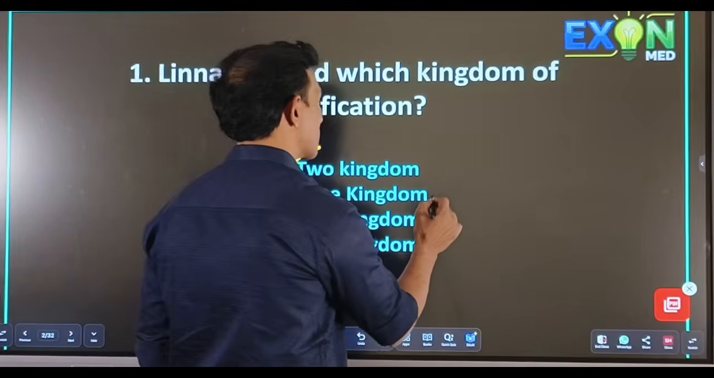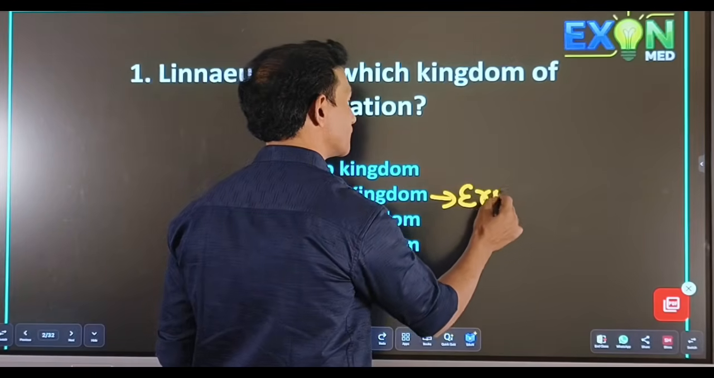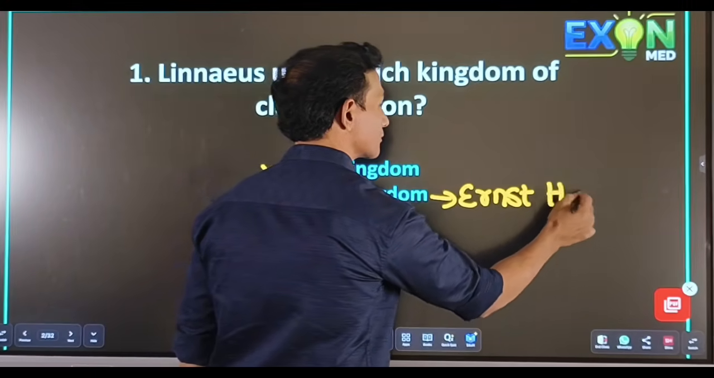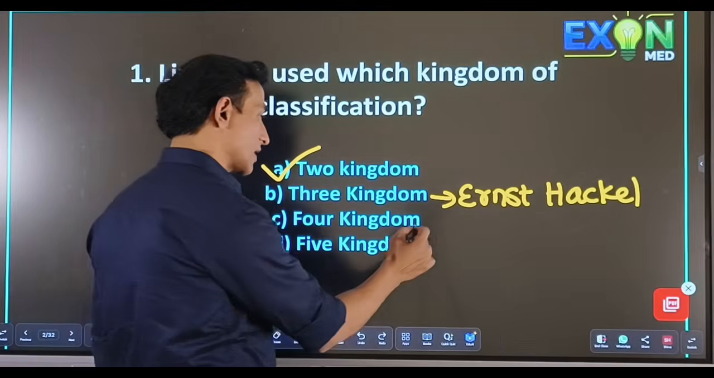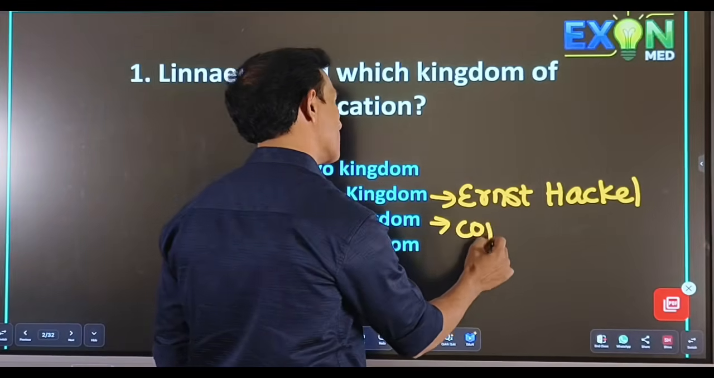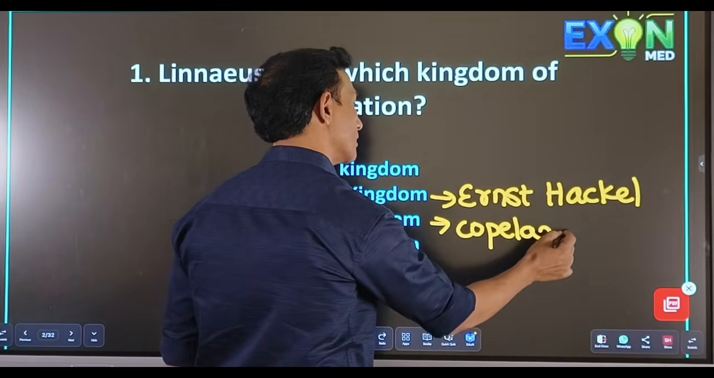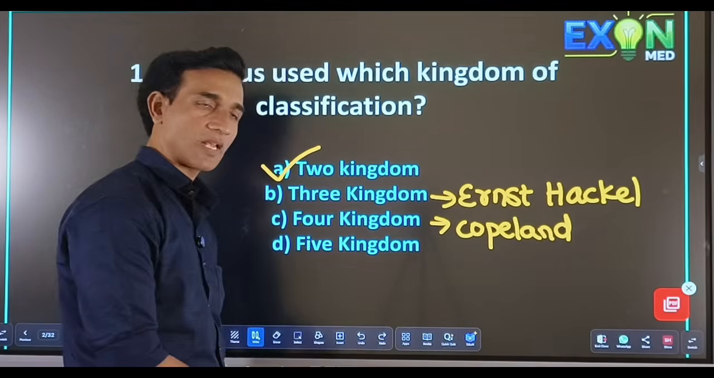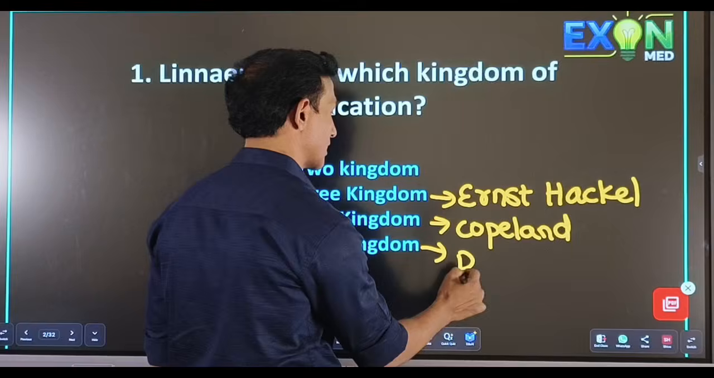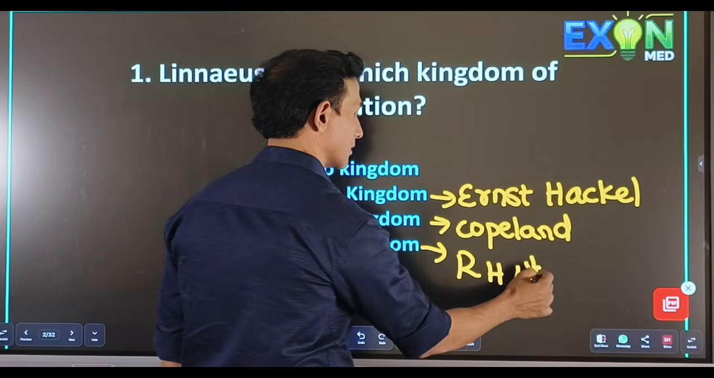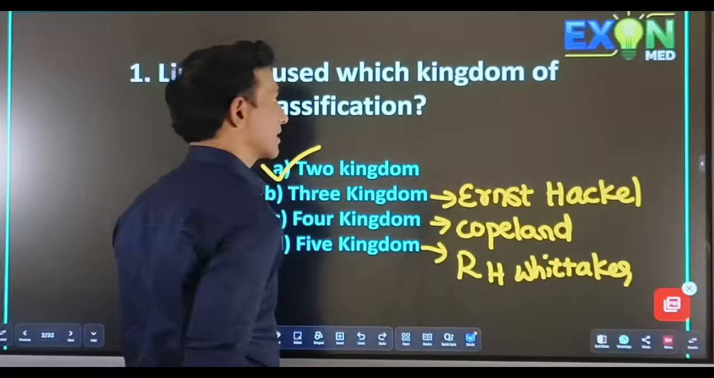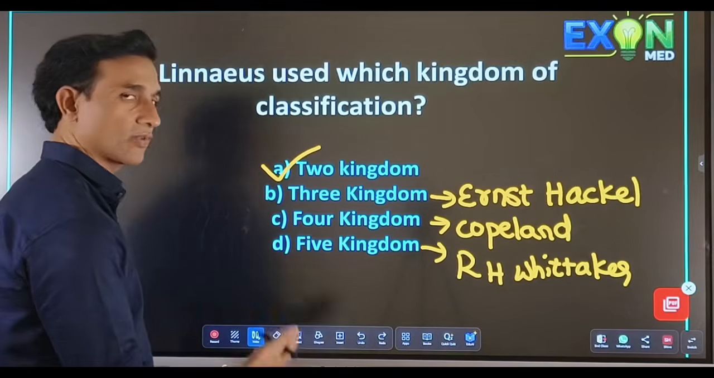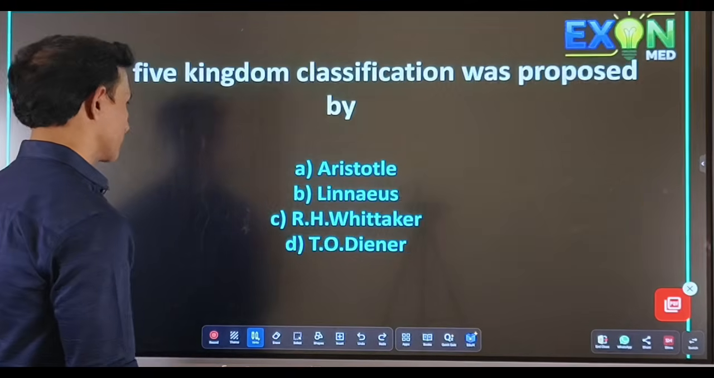3 kingdom was given by Ernst Haeckel. And the 4 kingdom system of classification was given by Copeland. And the 5 kingdom system of classification was given by R.H. Whittaker. So we have all these kingdom systems of classification. Let's go with the next question.